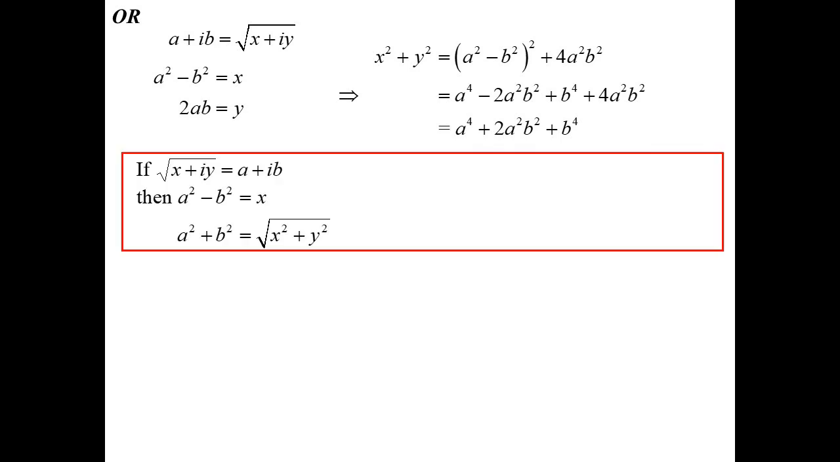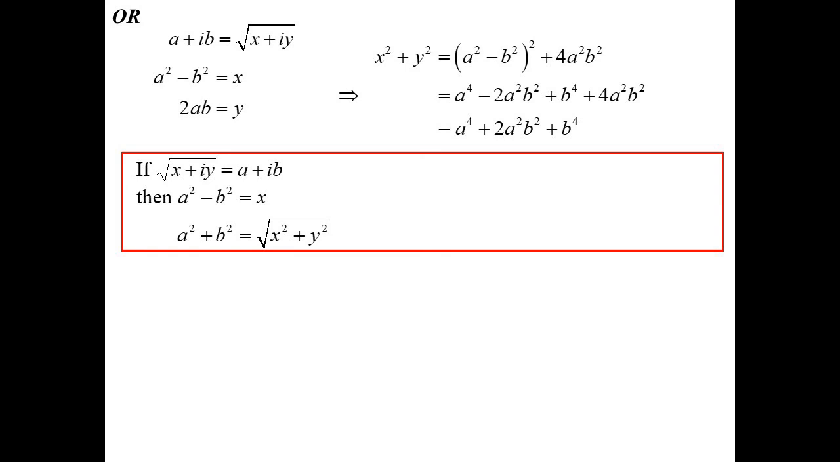x squared plus y squared, what would this be? Well, it's a squared minus b squared, squared, plus 4a squared b squared. Play around with that. I've got a to the power of 4 plus 2a squared b squared plus b to the power of 4. Hang on, that factorises to be a squared plus b squared, squared. So therefore, a squared plus b squared is the square root of x squared plus y squared. Ooh, that's familiar. Oh, the magnitude of the vector. It's exactly the same thing. Later we will see why it's exactly the same thing.